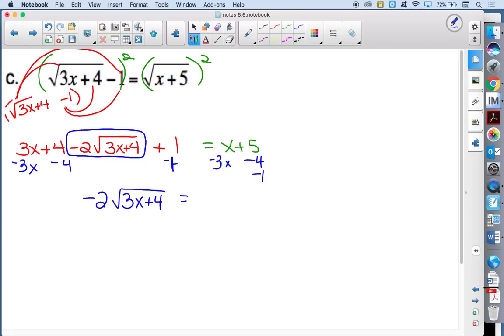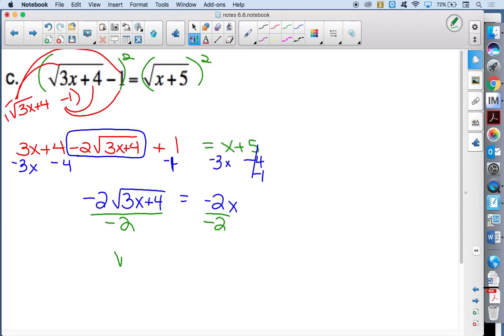And then on the other side, Isabella, x minus 3x makes? And then what about 5 minus 4 minus 1? Yeah, it's equal to 0. That part's gone. So one more step to get the radical by itself, Isabella. What's the last thing we have to do? Yep.